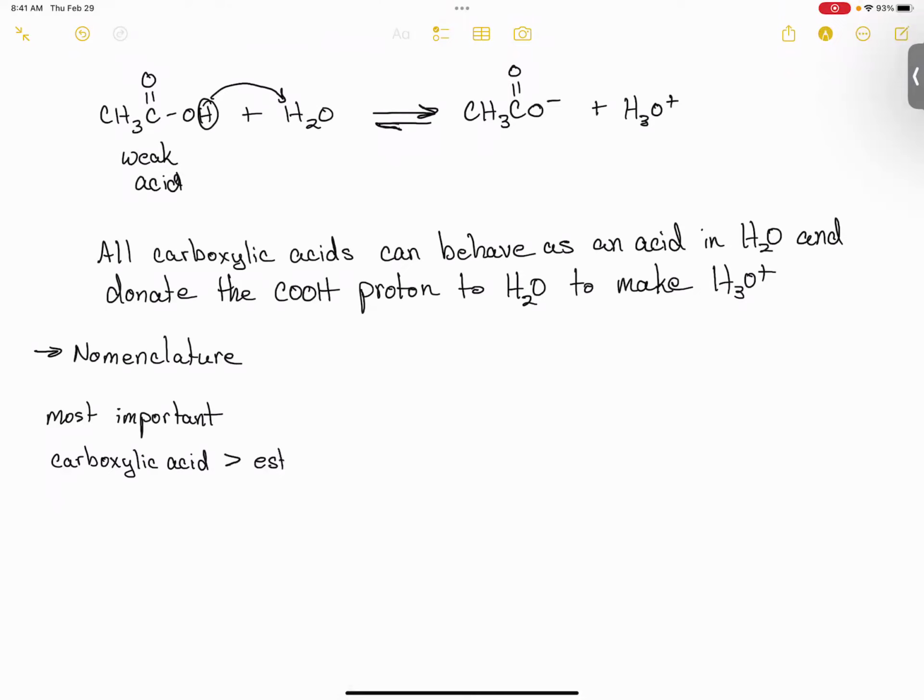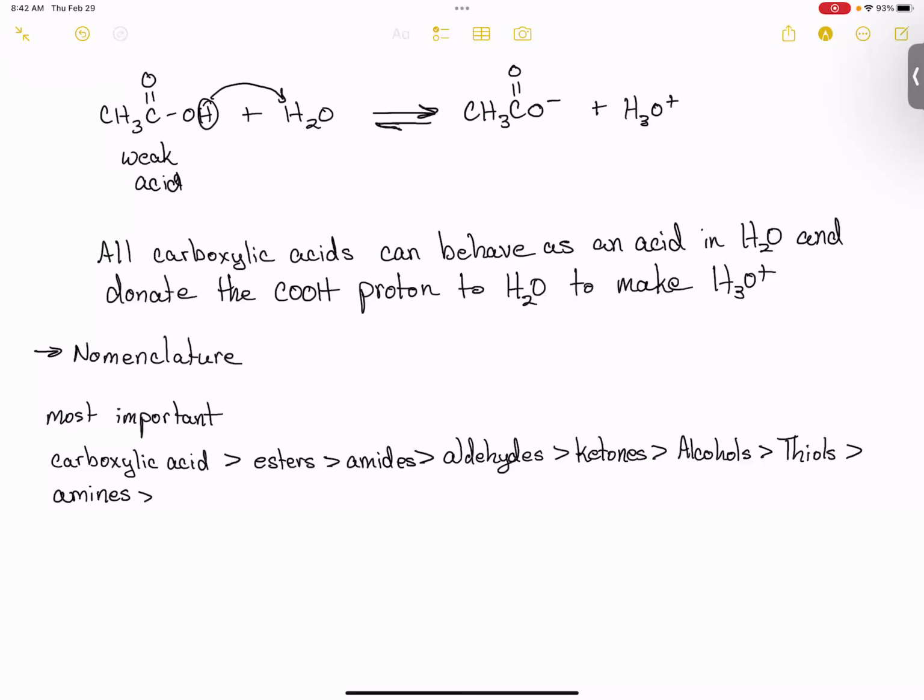Followed by esters and amides, followed by aldehydes and ketones, followed by alcohols, thiols, followed by amines, followed by ethers, alkenes and alkynes, followed by alkyl halides, followed by alkanes.